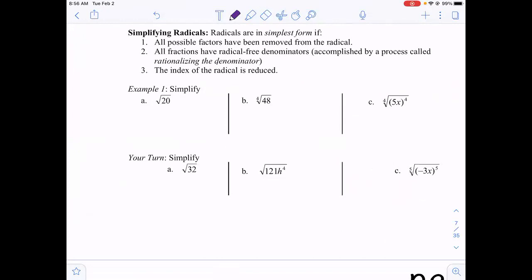All right, so simplifying radicals. These are a couple things we need to make sure we keep in mind. Radicals are in simplest form if all factors have been removed from the radical. So there's no like perfect square factor hanging out under the radical. All fractions have a radical-free denominator, and we do this by rationalizing the denominator, which you guys are going to do tomorrow. I will have a video for that lesson posted where we're rationalizing. And the index of the radical is reduced if we're able to do that. So let's take a look at our first example here.